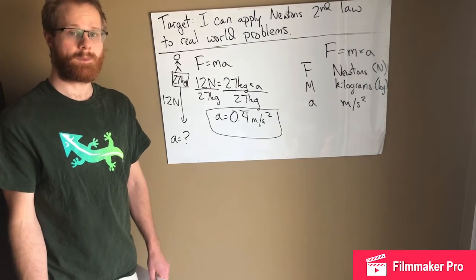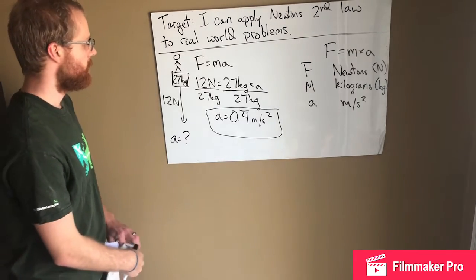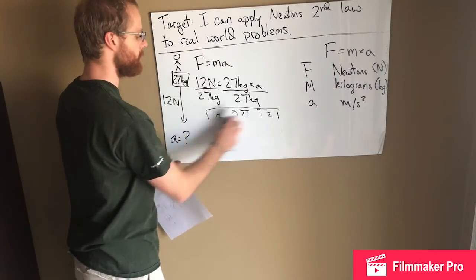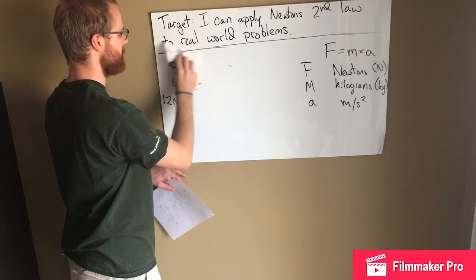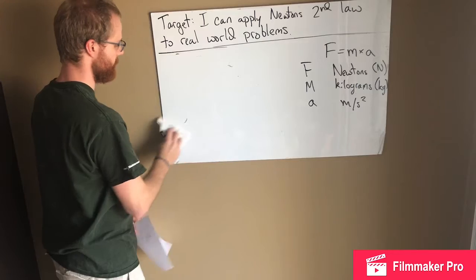But these problems can get a little bit trickier. For example, what if it wasn't just one person pushing on the box? What if there were two people pushing on the box? Then what would it look like? Well, let's talk about that.